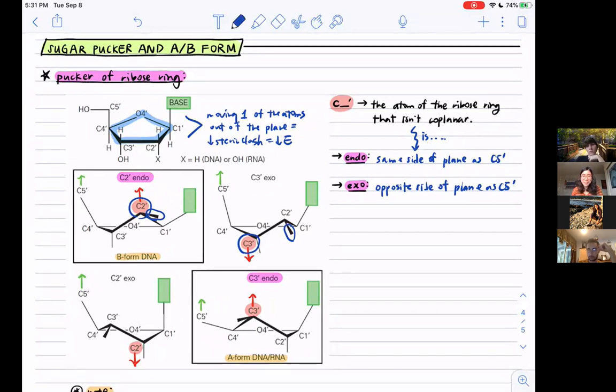I never had to, but I'm not the teacher. I can't say for sure. But I think if you know that C2 prime endo means that the C2 is not coplanar and endo means it's in the same direction as C5 prime, hopefully that should be enough. But yeah, I can't say for certain that you will never be tested on this. Okay, thank you. I appreciate it. Yeah, thank you.